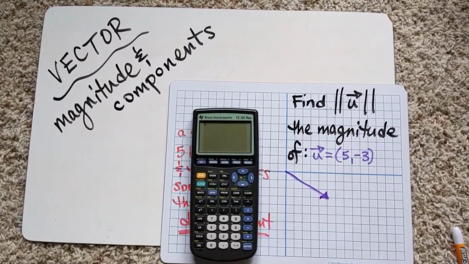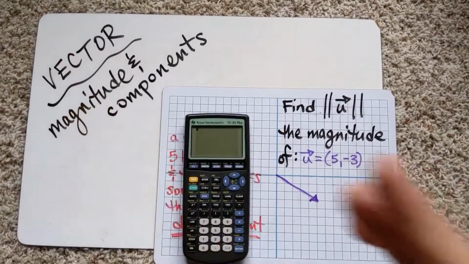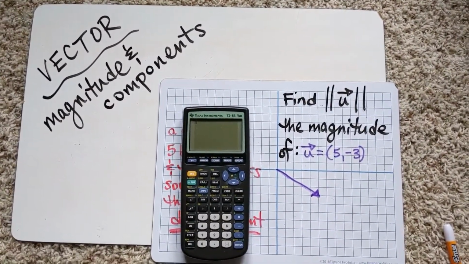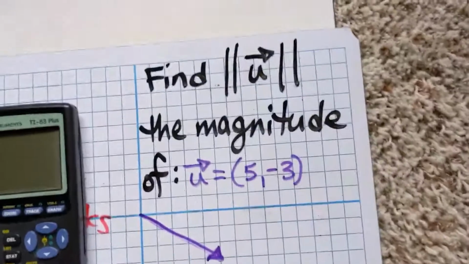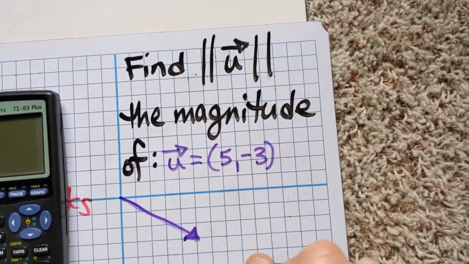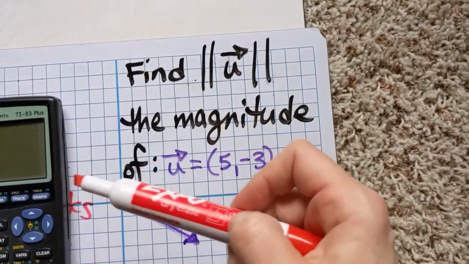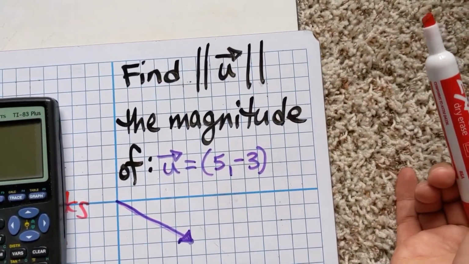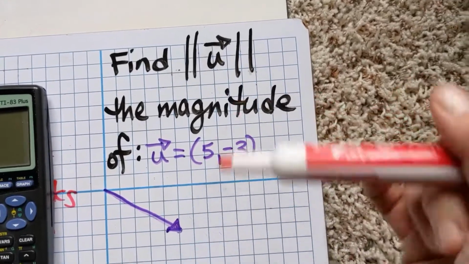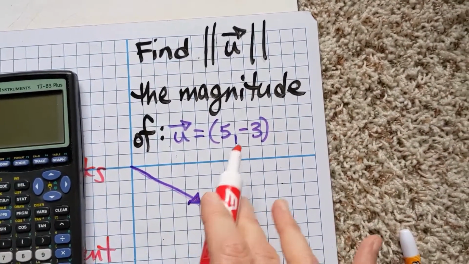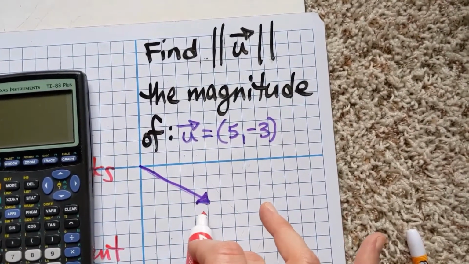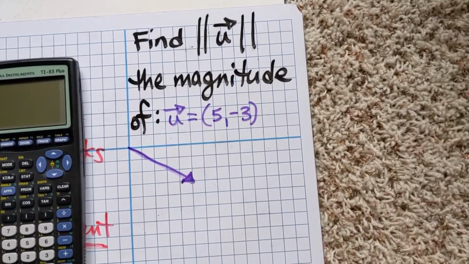The second part of your connectivities that are about vectors have to do with magnitude and components. So magnitude looks like this. They might write the word magnitude, or they might use this symbol, that double line with the vector in the middle. That means find the magnitude of u, and we're using the same u value that we had before. So 5, -3 is this vector that points down to the point 5, -3.